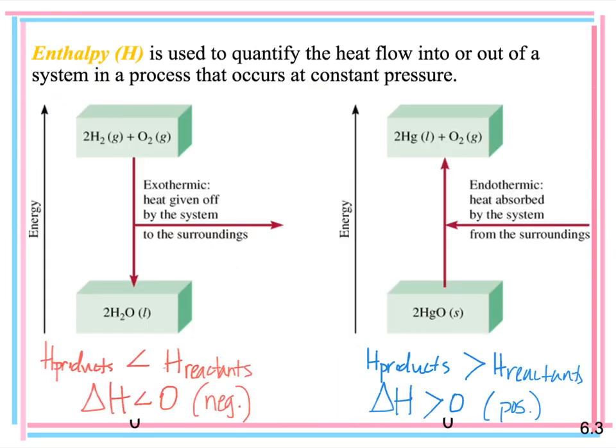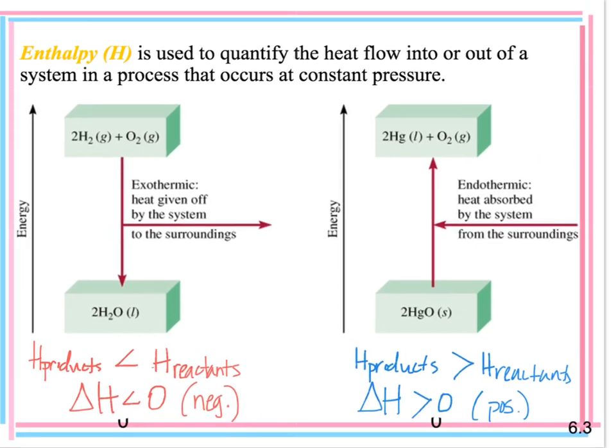So this brings us to enthalpy, which is used to quantify the heat flow into or out of a system in a process that occurs at constant pressure. And so here again, we have energy differences between exothermic and endothermic. And this first one is an exothermic reaction. And so heat would be given off by the system to the surroundings. And so in this case, remember we said a while ago, energy was going to be less for the products than it is for the reactants. And so your delta H value is going to be less than 0 or negative.